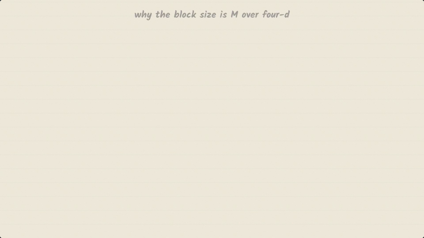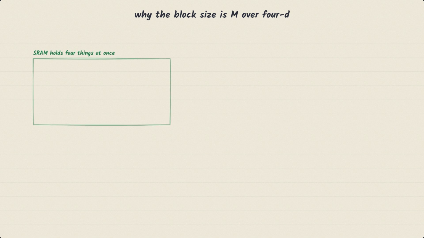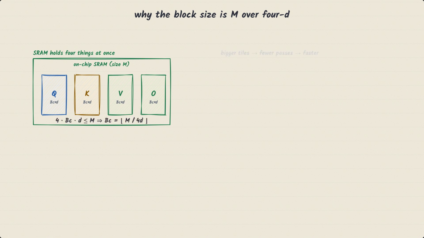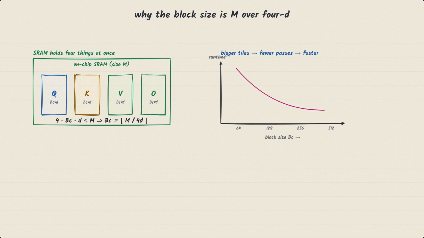Where do those block sizes actually come from? Count what has to live on chip at once. A block of Q, a block of K, a block of V, and the output block O, 4 things, each about BC by d. They all have to fit in SRAM of size M, so 4 times BC times d has to stay under M, which pins the block size to M over 4d. And within that ceiling, bigger is better. The larger each block, the fewer times you sweep over all of Q, and the fewer trips you make to HBM. So runtime drops as the block grows, then flattens once you're bandwidth free or you simply run out of SRAM.